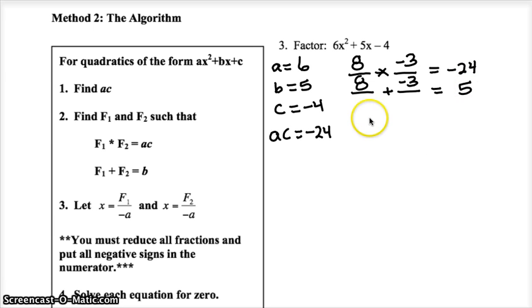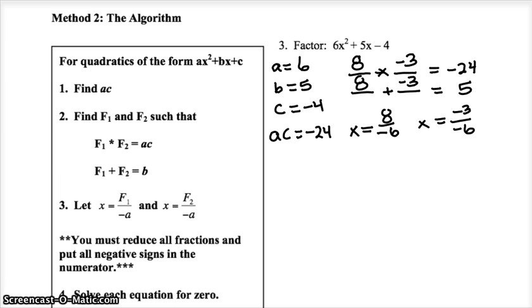Moving on to step 3, I'm going to set up two equations. X equals 8 over negative 6 and x equals negative 3 over negative 6. And I found both of those equations by taking my factors and dividing them by negative a, which in this case is negative 6.